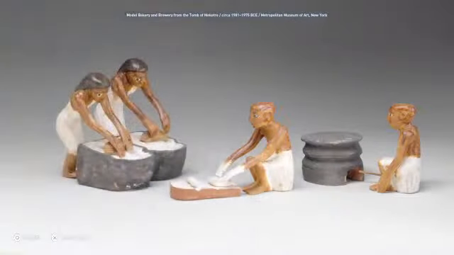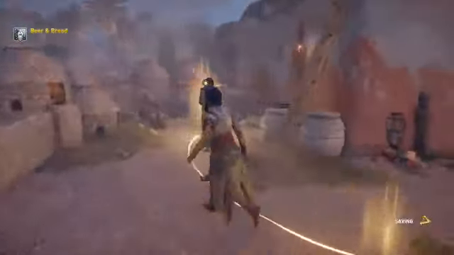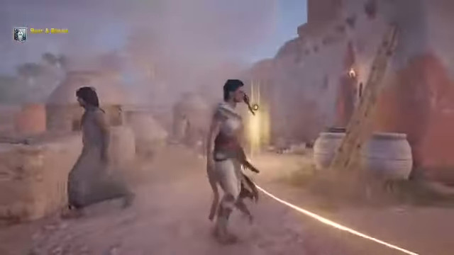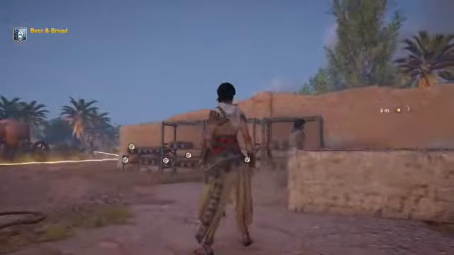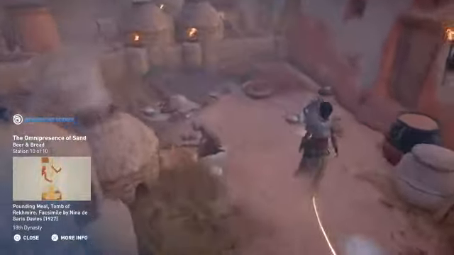All right, as you can see, there's a kind of model of the bakery and brewery from the tomb of Meketra, circa 1981, 1975 BCE, Metropolitan Museum of Art in New York. And as you can see, this guy right in front of me, with an ornate belt, designs and a necklace, his neck thing that he has on him, signifies he is a wealthy person.